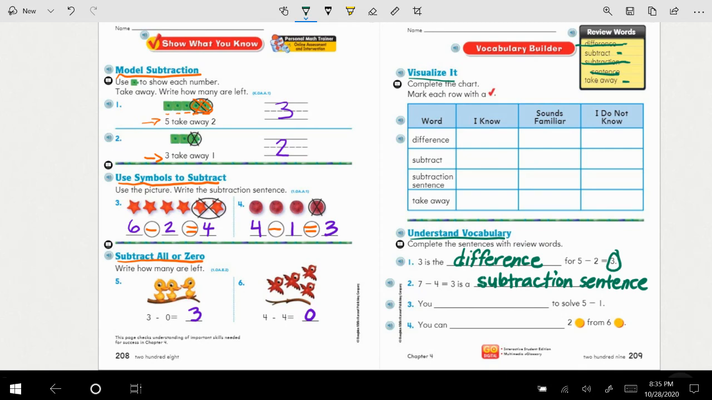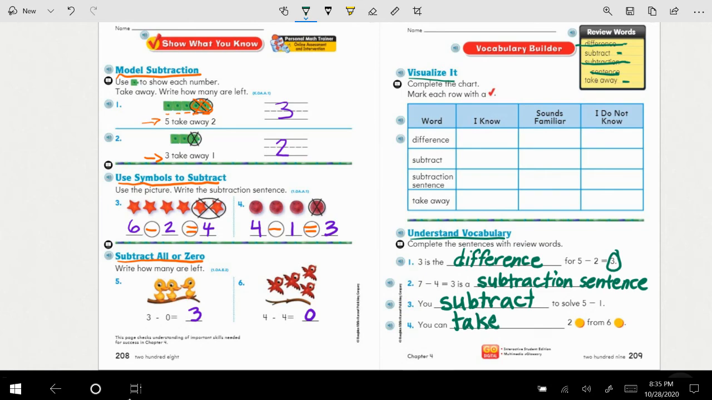Number 4, you can blank 2 counters from 6 counters. Which one's subtract, and which one's take away? Okay, I'm going to tell you number 3 is subtract. So if that's what you were thinking, you are correct. And number 4 is the one that's take away.